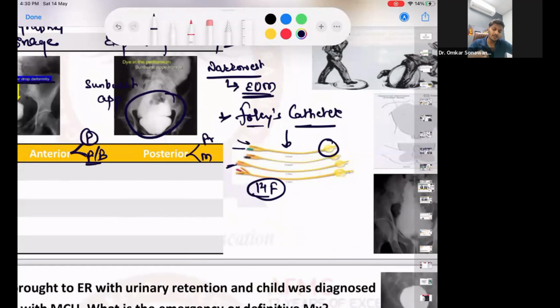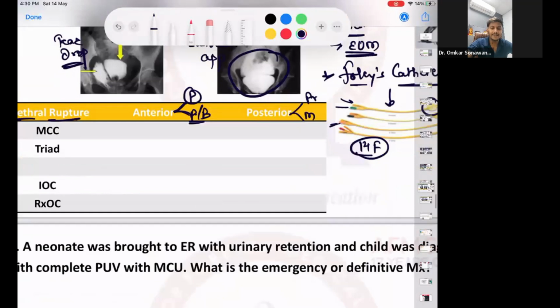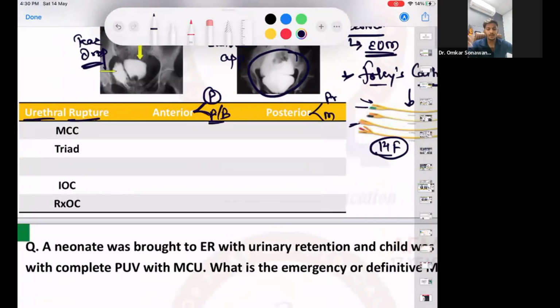Remember, okay? So urethra is either anterior or posterior. Anterior is penile and perineal or bulbar. Posterior is prostatic and membranous. Now if I talk about the rupture of the urethra, which is more common, anterior or posterior? Quickly. Very good. More common is the anterior urethral rupture.